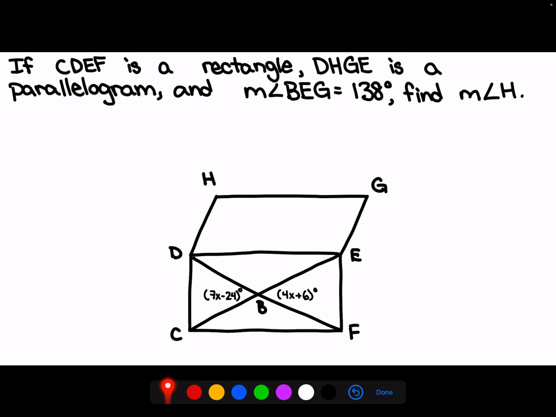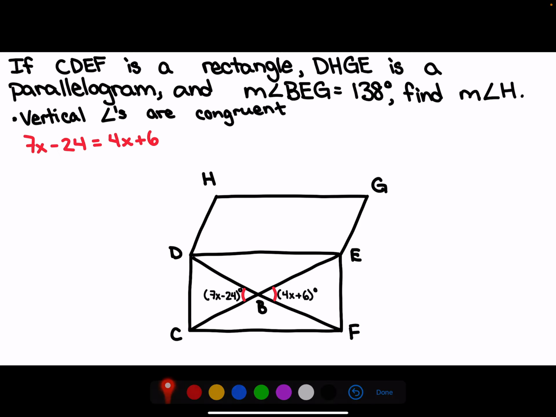All right. If CDEF is a rectangle, DHGE is a parallelogram, and the measure of angle BEG, this whole angle here, is 138 degrees, we want to find the measure of angle H. So, to get started, we're going to go ahead and draw. We didn't draw everything, but we did start with vertical angles being congruent. So these two angles that we do have are congruent to each other because they create this x, and we know vertical angles are always congruent.